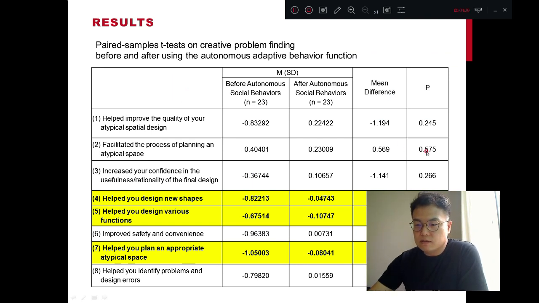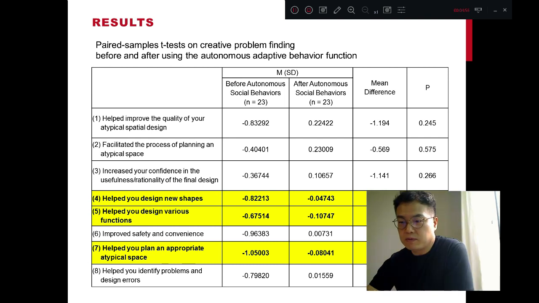You cannot see my face, but I analyzed using a paired sample t-test on the creative profiling before and after using the autonomous adaptive, this is wrong, the social behavior functions. For social behaviors, four items are very significant.